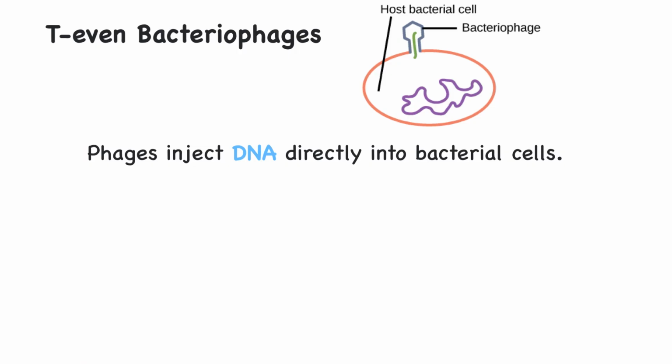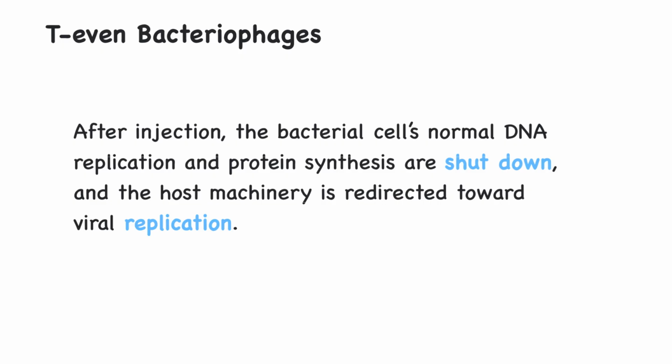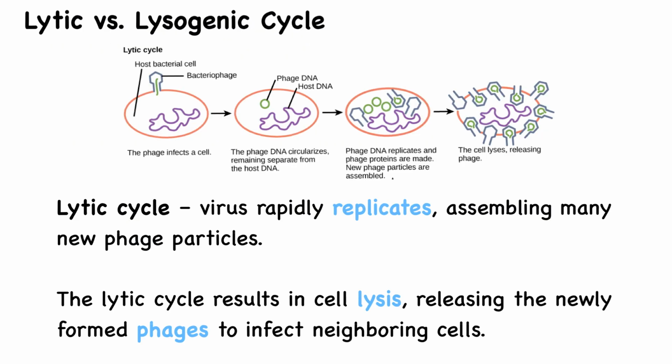Once attached, the phage injects its DNA through the tail tube into the bacterial cytoplasm. The capsid itself remains outside the cell, only the nucleic acid enters. After injection, the bacterial cell's normal DNA replication and protein synthesis are shut down, and the host machinery is redirected toward viral replication and the production of viral proteins. At this point, the phage can follow one of two pathways, the lytic cycle or the lysogenic cycle.